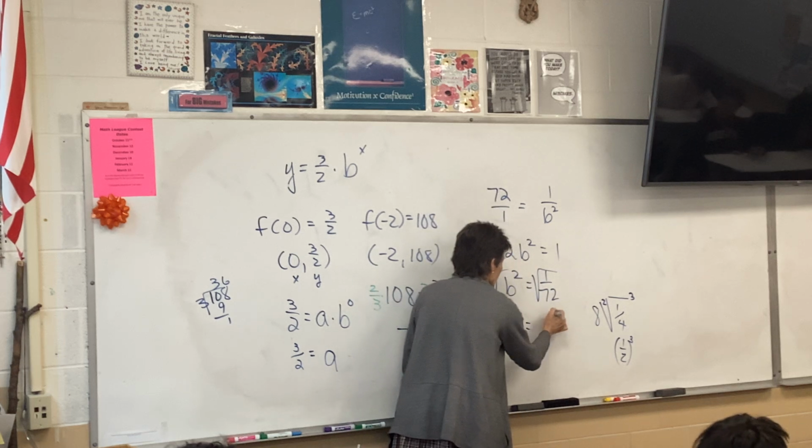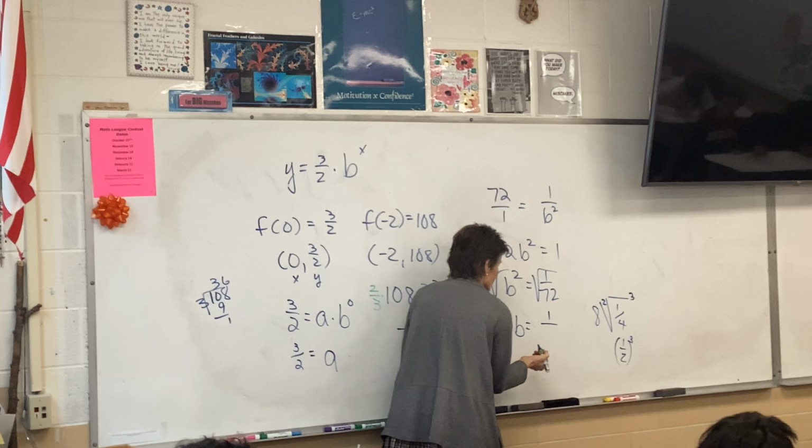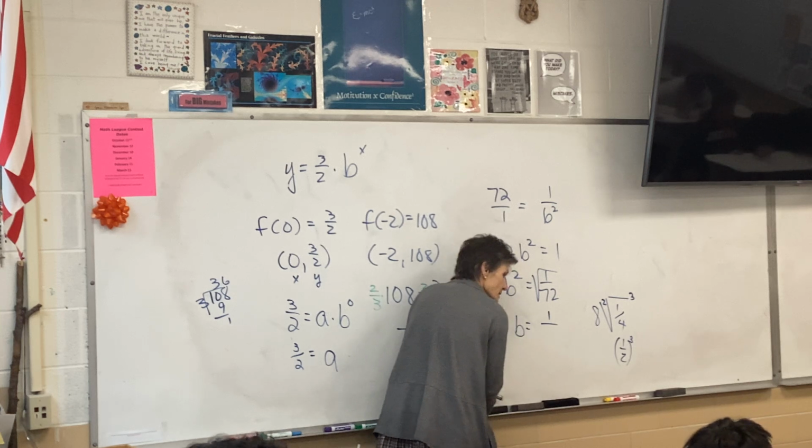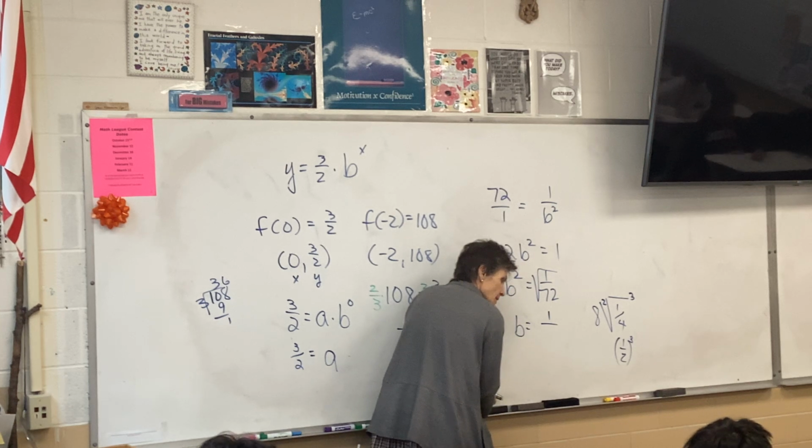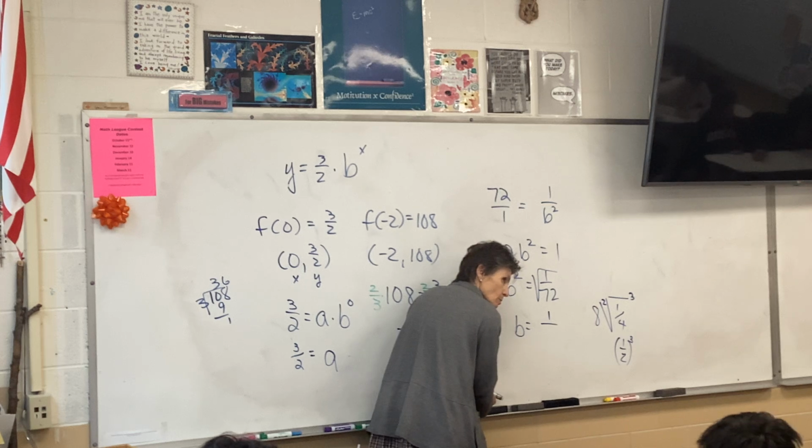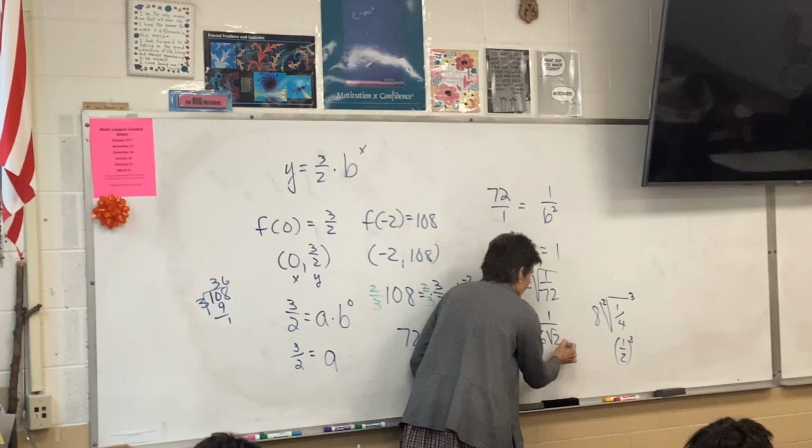So b is 1 over the square root of 72. Is that 6 root 2? 36 times 2, so 6 root 2? Yeah.